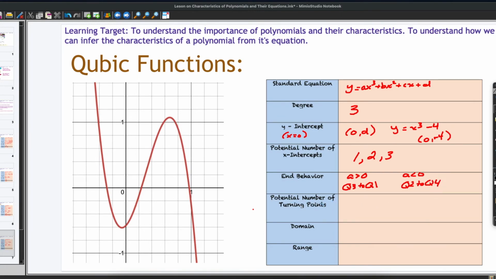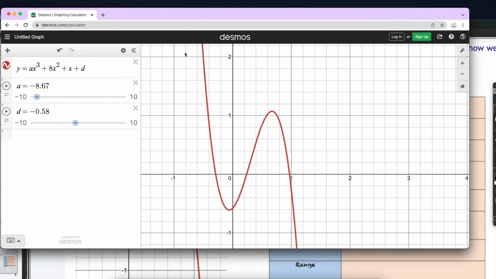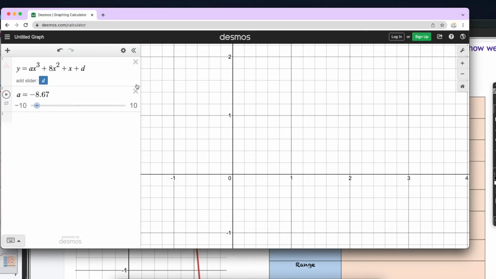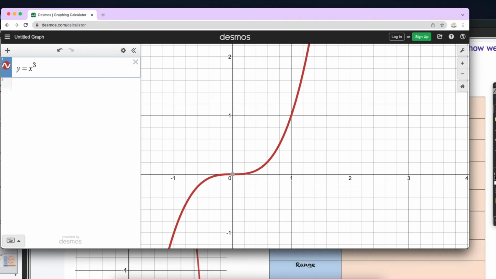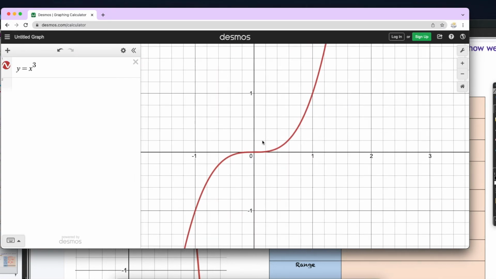When we talk about the number of turning points, this is actually a really interesting conversation as well. Looking at this particular cubic here, we have two turning points. So we know that's possible. The other thing that's possible, and I'm just going to show you this in Desmos very quickly, is if we take, for example, what I refer to as the mama cubic, the cubic that all other cubics came from. There's your simplest possible cubic.